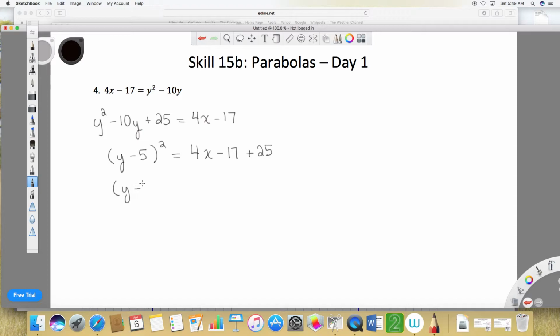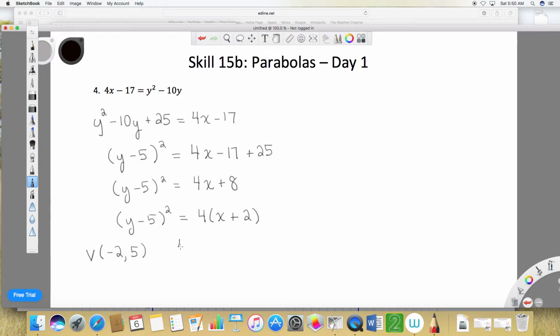So I have y minus 5 quantity squared is equal to 4x plus 8. I need to get the coefficient in front of x to be 1. So I'm going to factor a 4 out. It's convenient that 8 is divisible by 4 so that I don't have a fraction here. All right, so I can easily identify the coordinates of the vertex. It is negative 2, comma 5. Be careful and do not put 5, comma negative 2.